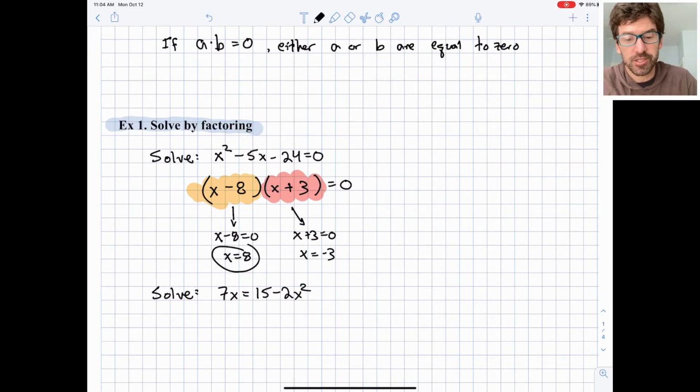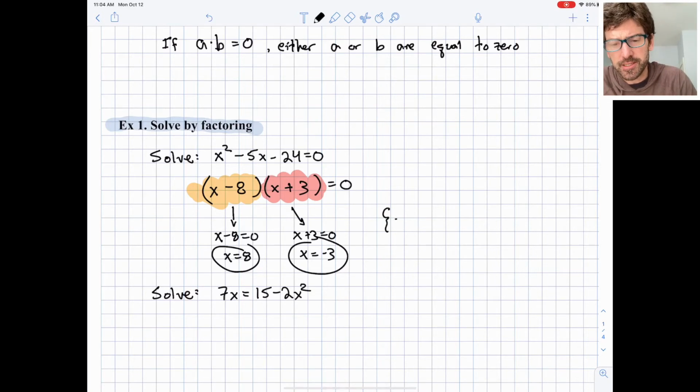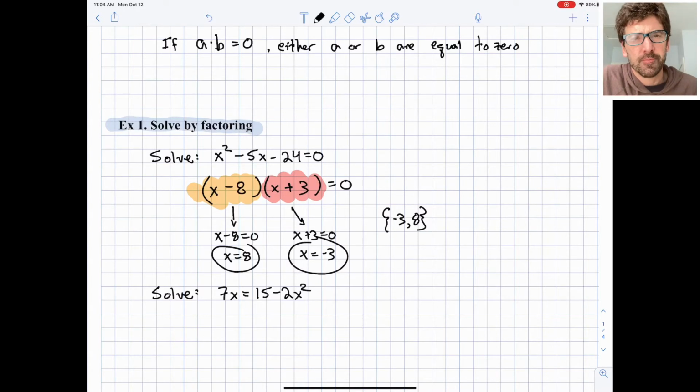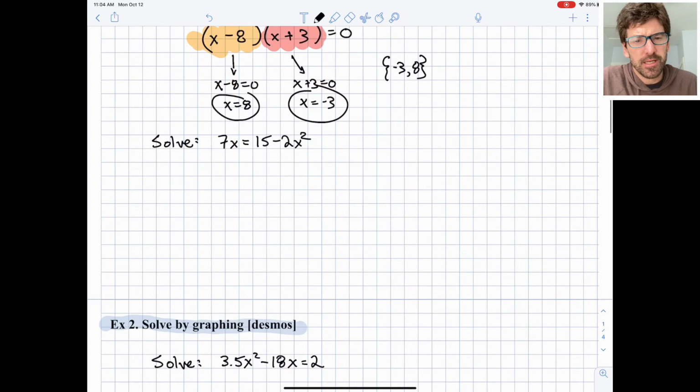So we've actually solved it then. Okay, so we have two solutions, and our solution set is negative 3 and 8. Either of those numbers, negative 3 or 8, are valid solutions to the original quadratic equation. The key thing you need to make sure you do is force your equation to equal 0. This won't work if it's equal to something else.